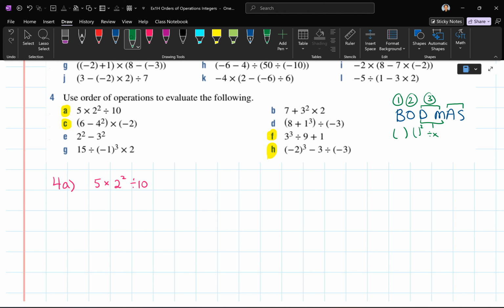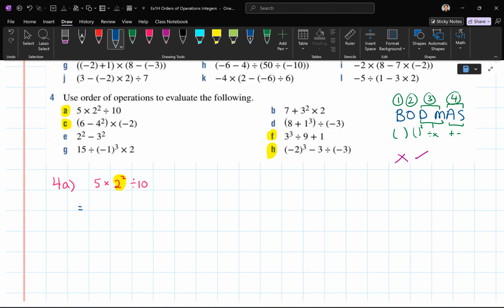And then addition and subtraction, A and S, add and minus. That's your last thing that you look for, in 4th position. Looking at our problem, I can clearly see that there are no brackets in this question. So we skip number 1 and go to number 2. Are there any powers? Yes, we do have powers, so this is what I need to work out first.